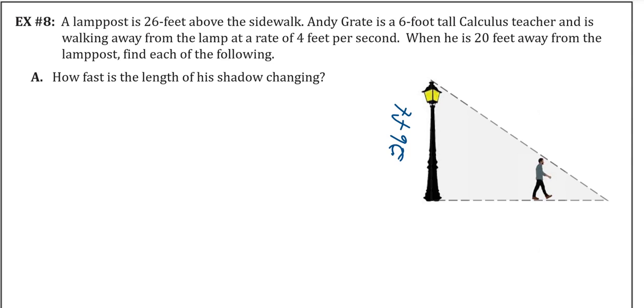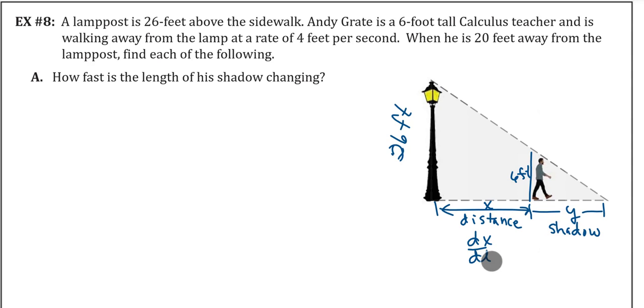All right, and we have 2 things. We know right here is 6 feet. And his shadow's cast in front of him. So right here is his shadow, and I'm going to call that y. And then x, I'm going to call this part. This is his distance. I'm going to call that x. And what I do know is his rate of change of his distance is 4 feet per second.